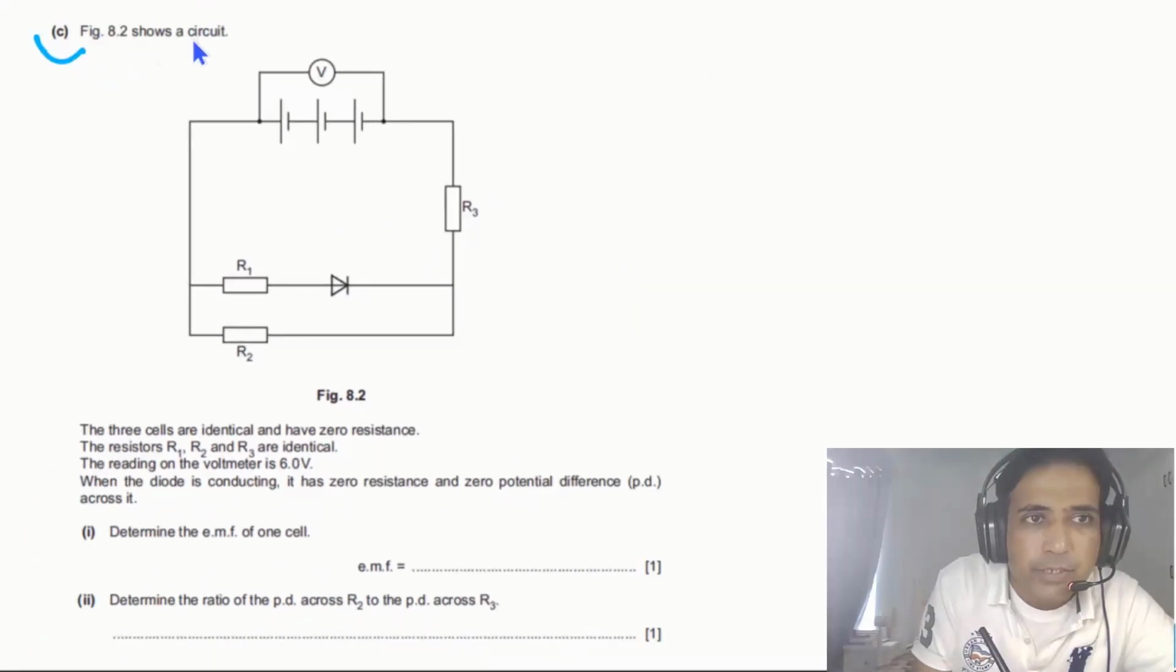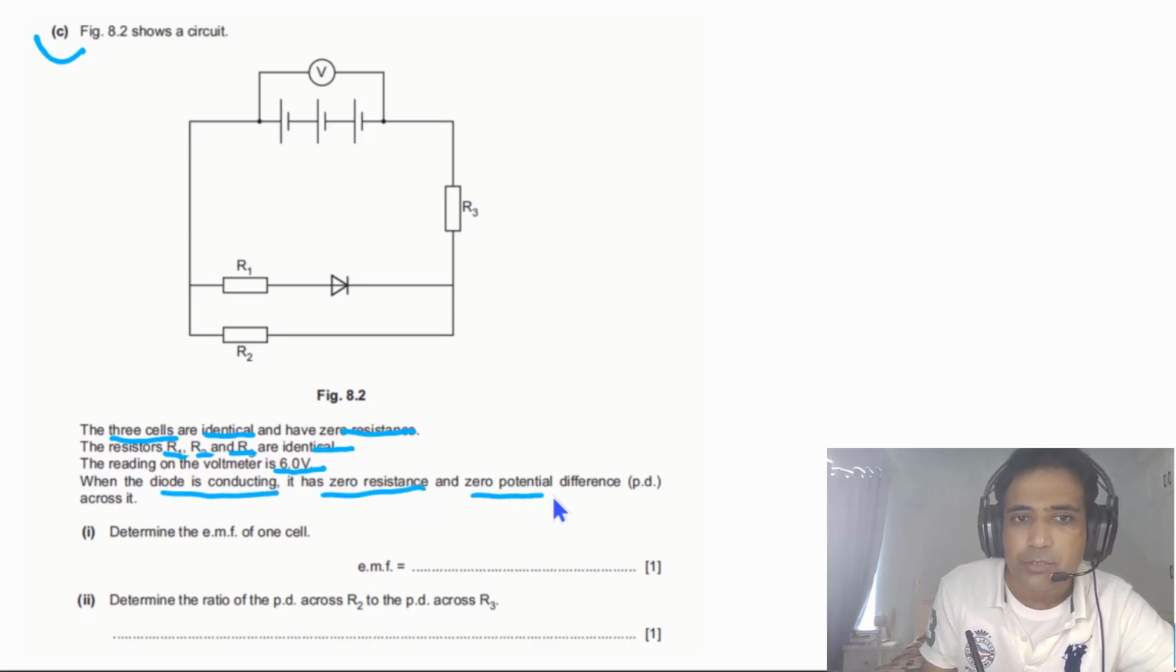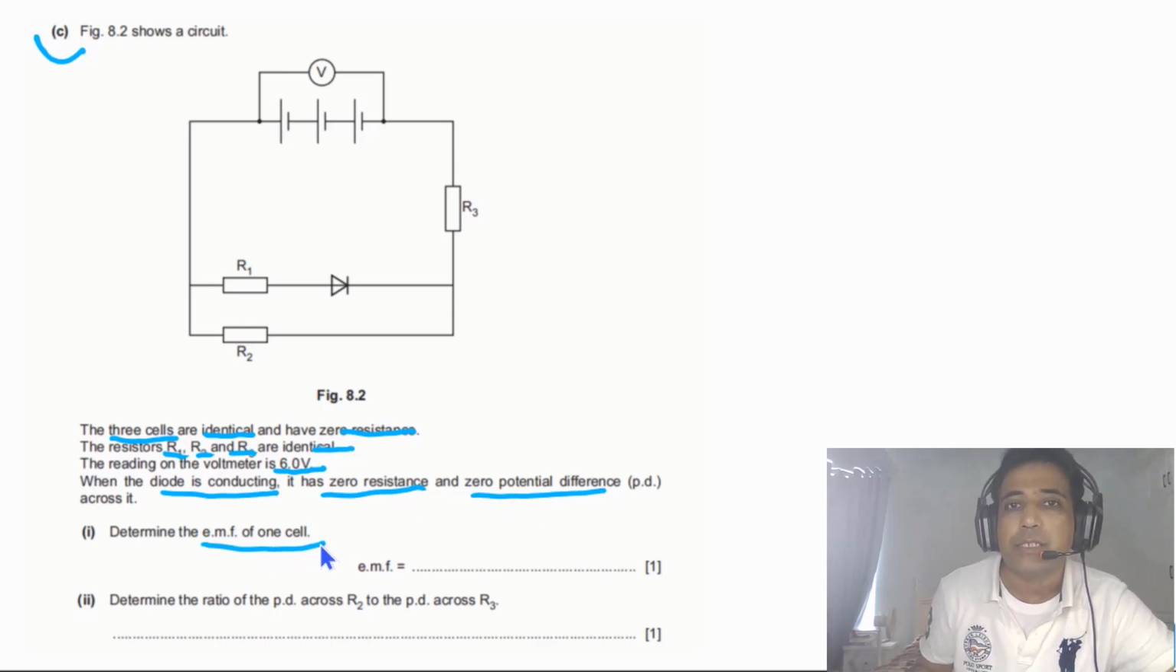Part C says figure 8.2 shows a circuit. The 3 cells are identical and have 0 resistance. The resistors R1, R2 and R3 are also identical. The reading on the voltmeter is 6.0 volts. When the diode is conducting, it has 0 resistance and 0 PD across it. Determine the EMF of one cell.